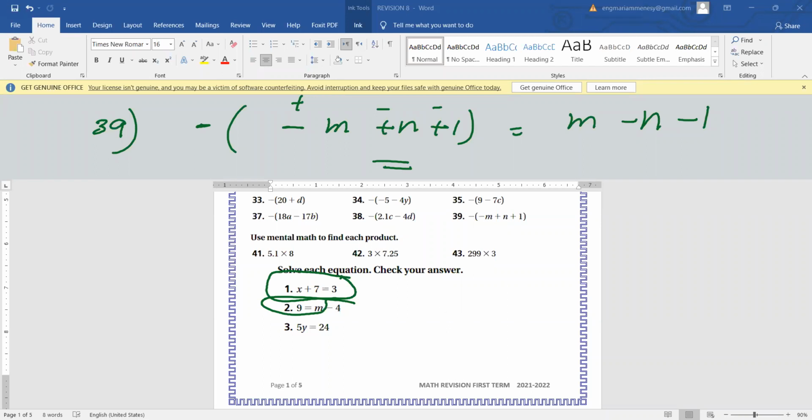You understand 39? Positive by negative equals negative. Negative times the negative equals the positive. Negative times the positive equals the negative.